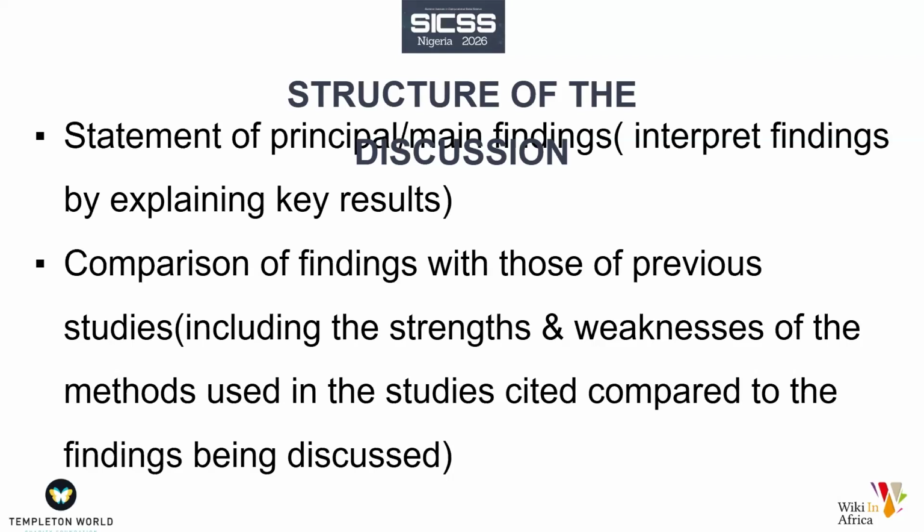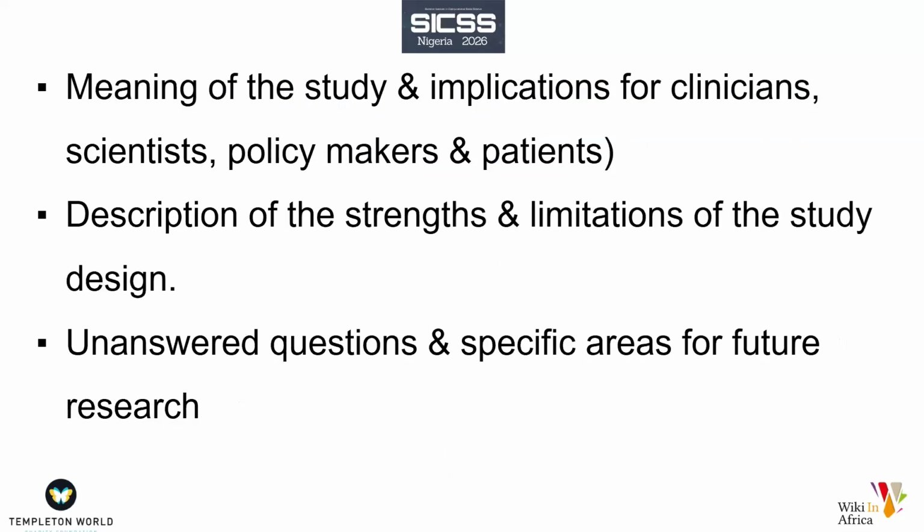Next slide. Now, the next portion would be the meaning of that study and implications for clinicians, scientists, and policymakers. My study found that a significant proportion of the University of Uyo students do not have significant knowledge of condoms. What is the meaning of this to clinicians, scientists? That simply means that they may be at risk of obtaining sexually transmitted infections faster. Therefore, policy must be put in place to ensure that awareness is created more among them.